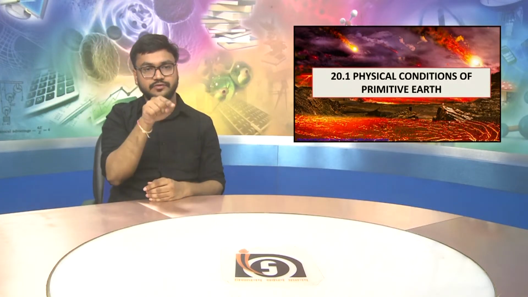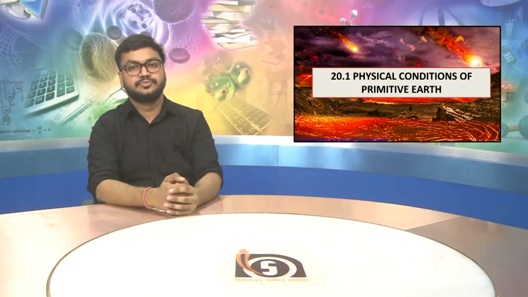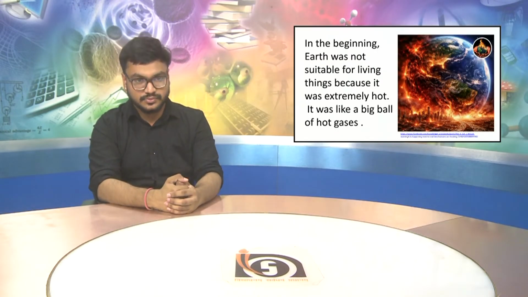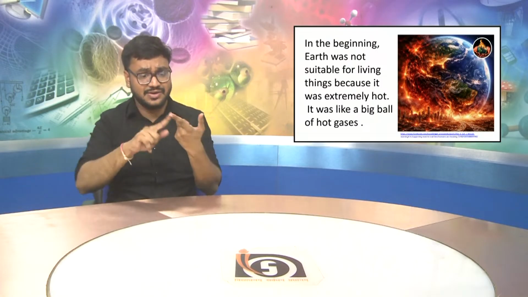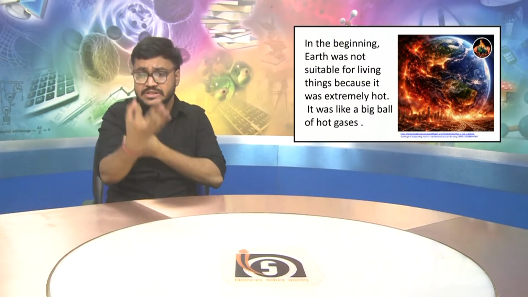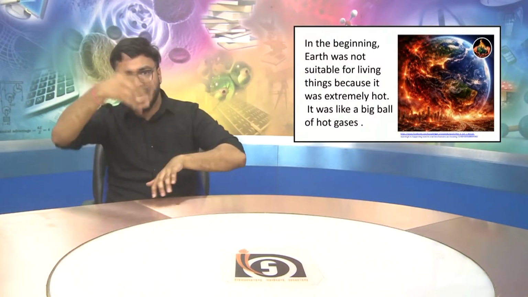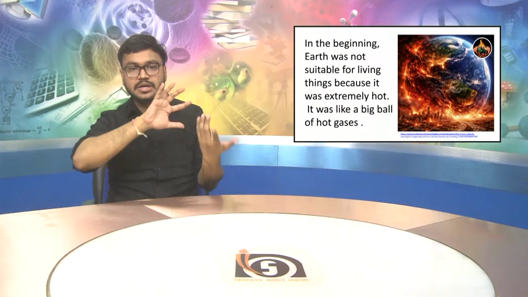Physical conditions of primitive earth. In the beginning, earth was not suitable for living things because it was extremely hot. It was like a big ball of hot gases.